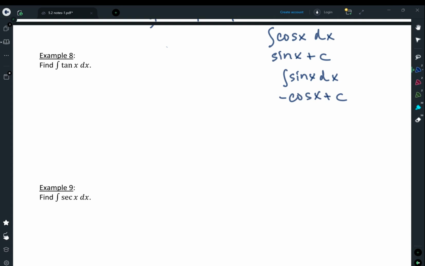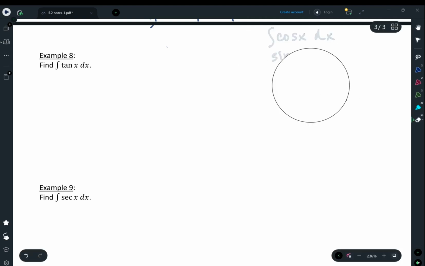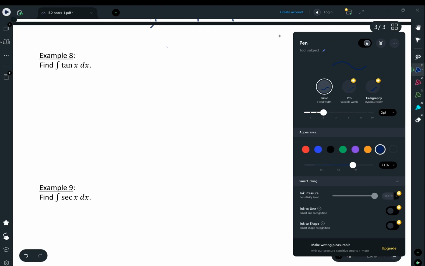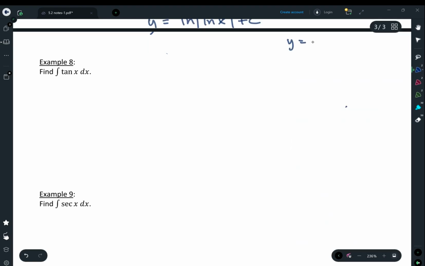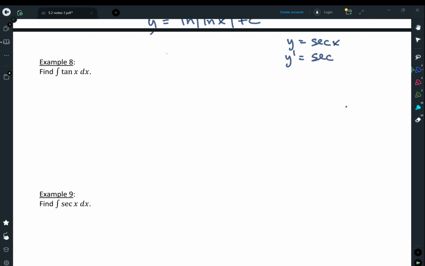But if we look at tangent x, we don't have a simple integral for that, right? If I start out with y equals secant x, and I take my derivative, it's secant x tangent x. If I start out with tangent x and I take a derivative, well, that's going to be secant squared x, or secant of x and then squared. So this is just a single factor of tangent.